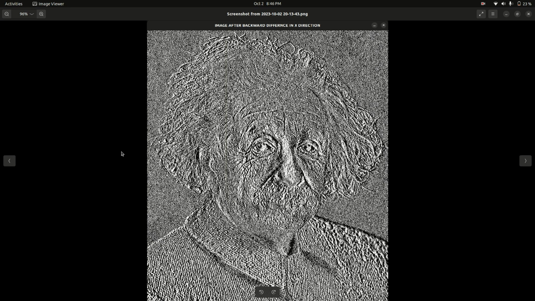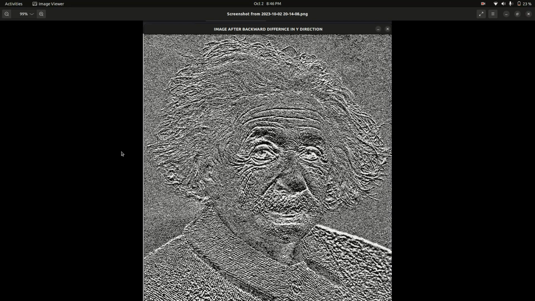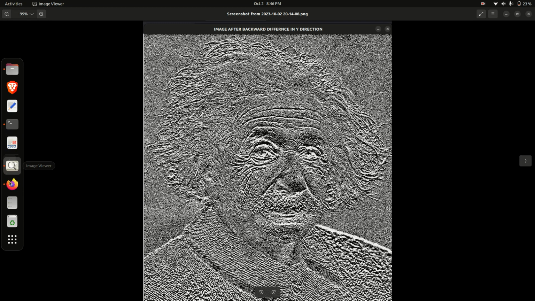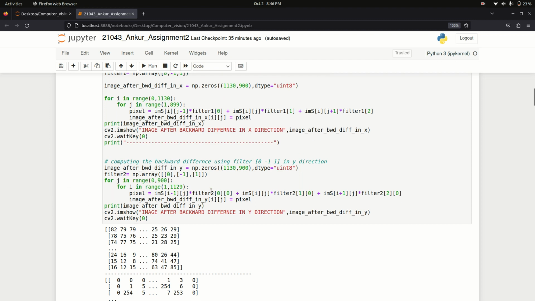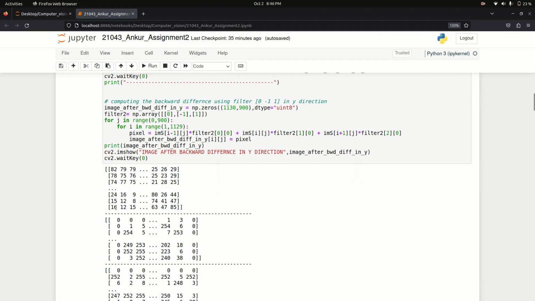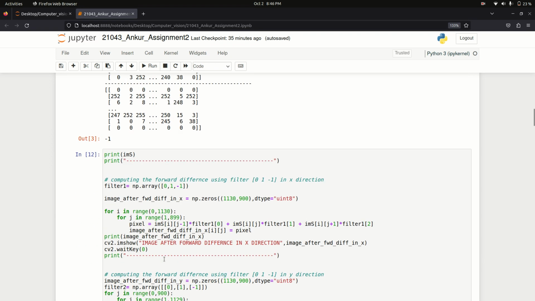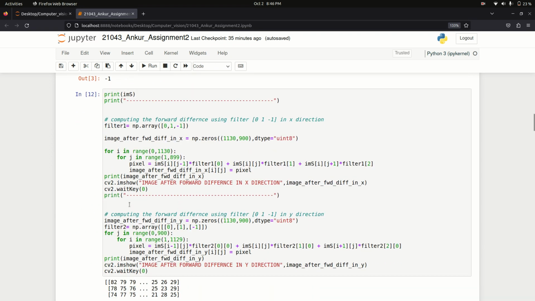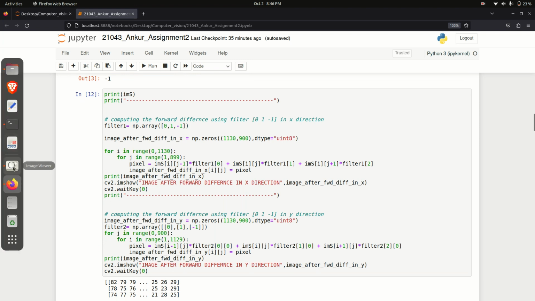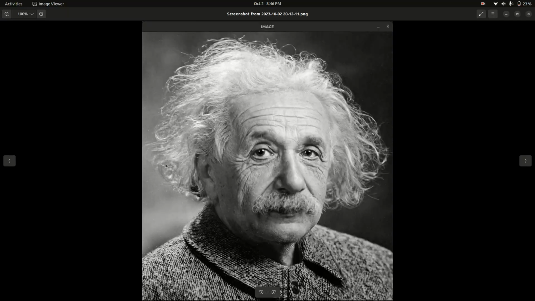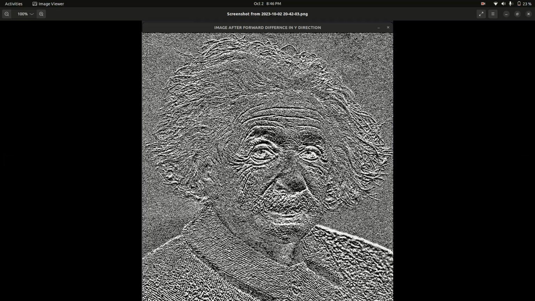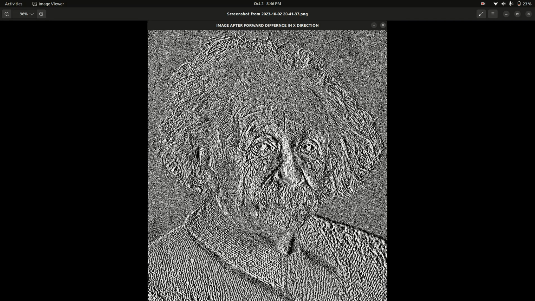This is the resulting image that I got for backward difference in x direction, and this is the image that I got for backward difference in y direction. These are the matrix formation of backward difference in x and y direction respectively. For the second part, I have computed the forward difference again in x and y direction. I will quickly show the result. This is forward difference in y direction, and this is forward difference in x direction.